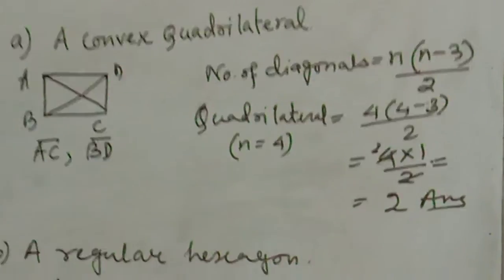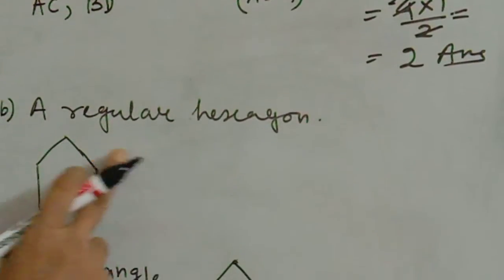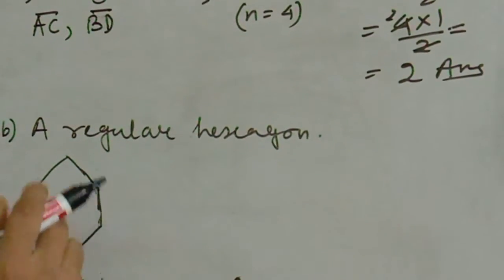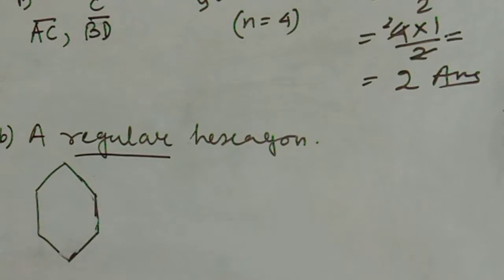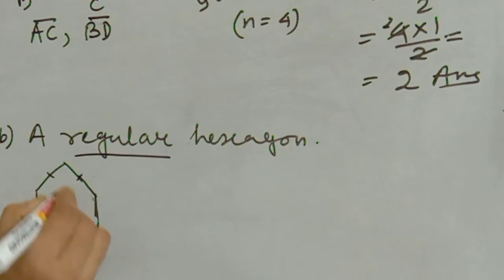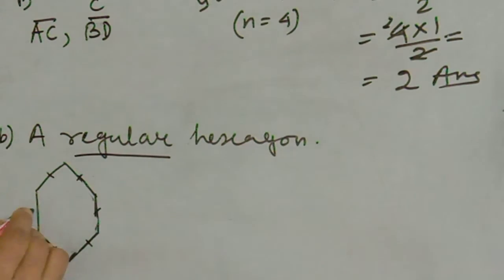Come to the next diagram, a regular hexagon. What do you mean by a regular hexagon? A regular hexagon means all the sides are equal. 1, 2, 3, 4, 5, 6, and let all these sides be equal in length. Then we can say that it is a regular hexagon.